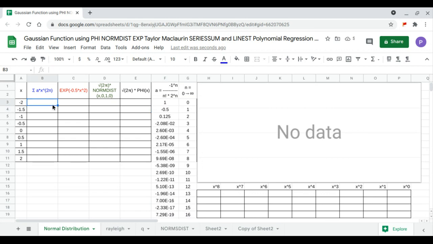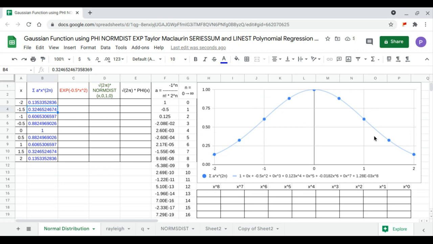Now we can complete the Taylor Maclaurin series sum. Array formula, series sum of the x values raised to the power 2n. 2n begins with 2 times 0, so 0, followed by 2 times 1, that's 2, 4, 6. So the starting is 0, and the increment is 2. And the coefficient will be this range. Enter. So here you have the trend line and the trend line polynomial of the Gaussian function to the 8th degree.